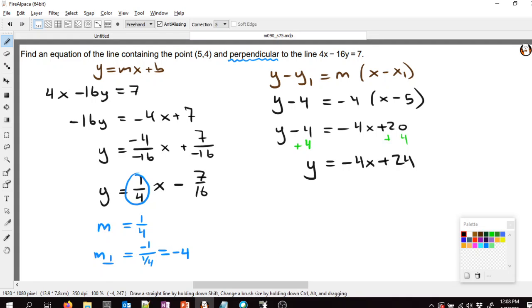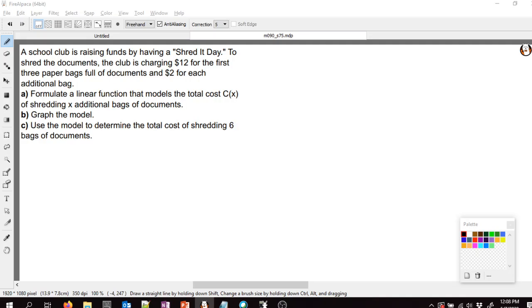Let's do one of those word problems. A school club is raising funds by having a shred-it day. To shred the documents, the club is charging $12 for the first 3 paper bags full of documents and $2 for each additional bag. Formulate a linear function that models the total cost, C of x, of shredding x additional bags of documents. Graph the model and use the model to determine the total cost of shredding 6 bags of documents.